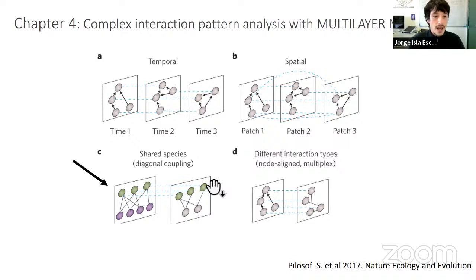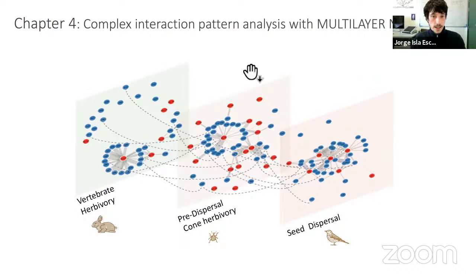And this is the shared species multilayer. This is the approach that we want to use. And the specificity of this type of approach is that there are some nodes that are shared between different layers. Here in this figure, I can show you better.